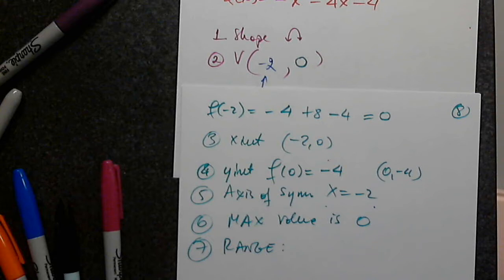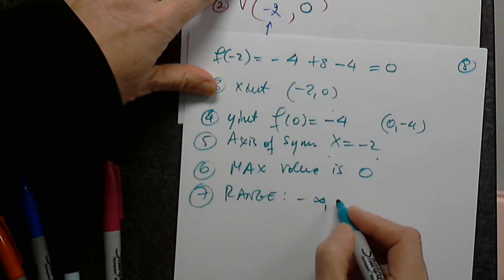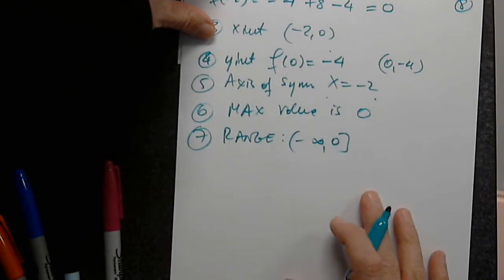See how much you learned? You already have this graph in your mind. You know the range without even graphing it. Careful. Negative infinity to 0. Good. That's okay.